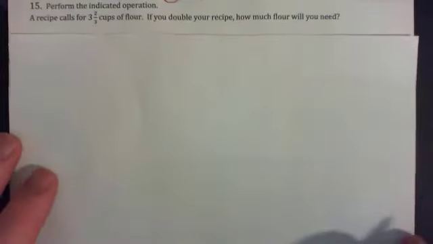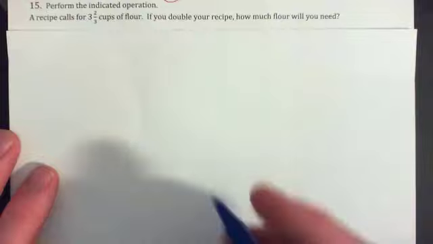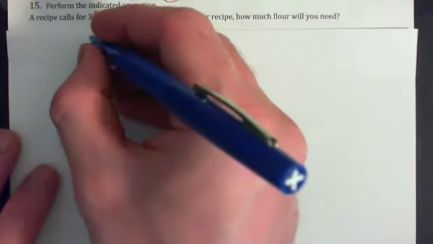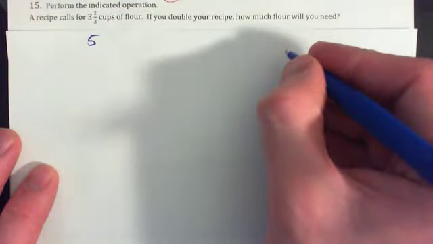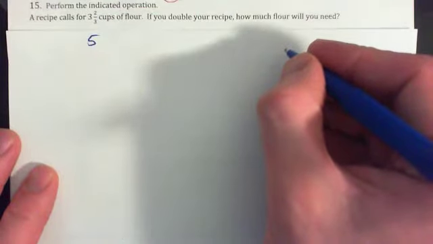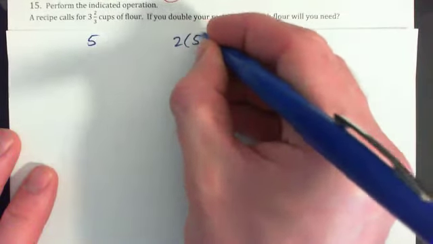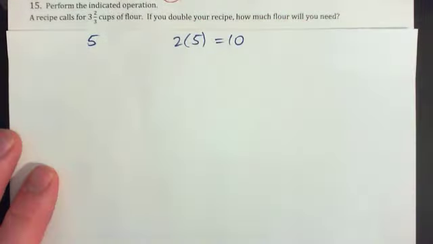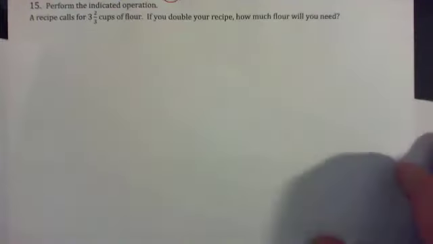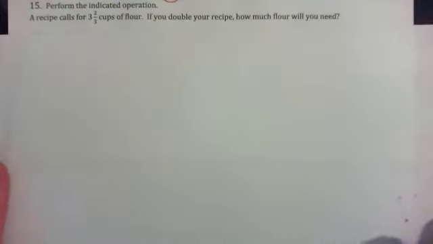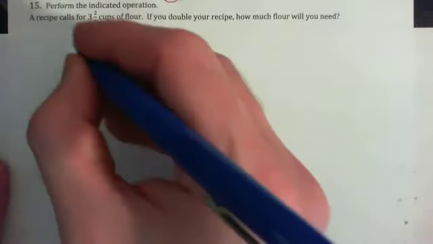And let me just give you a quick, easier problem. If a recipe called for 5 cups and you had to double it, what would the answer be? If you double the recipe, you'd need 2 times 5 to give 10 cups. Do you agree with that? Right? So in our case, we've got to double the 3 2/3, don't we?